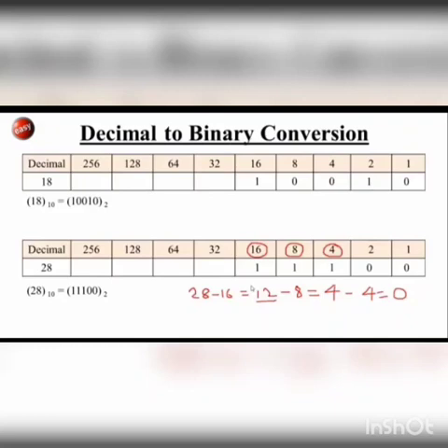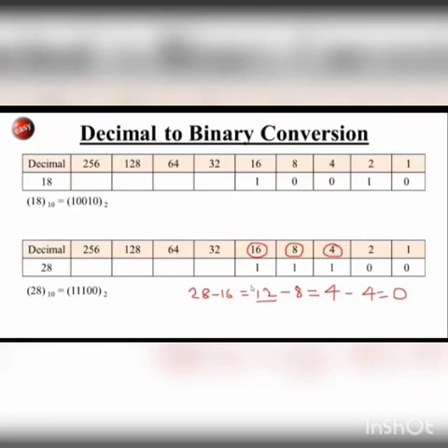First of all we will multiply 1 by 2, the answer becomes 2, then 2 by 2, the answer becomes 4, then 4 multiplied by 2 is 8, 8 multiplied by 2 is 16, 16 multiplied by 2 is 32, 32 multiplied by 2 is 64, 64 multiplied by 2 is 128, and 128 multiplied by 2 is 256.